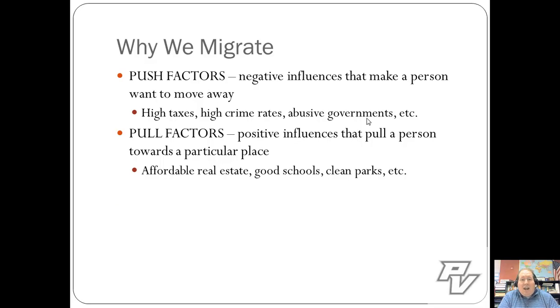We need to understand push and pull factors. Remember that push factors are the reasons, the negative influences, that make a person want to move away. It can have to do with the taxes, the economy, the crime rates, abuse of governments, genocide, human rights violations. It really depends on the situation. The pull factors are positive influences that pull a person towards a particular place. When we talked about why you might have chosen to move to the area you live in now, it might have to do with a better economy, more affordable real estate, good schools, clean parks, better jobs. It's usually an economic issue.